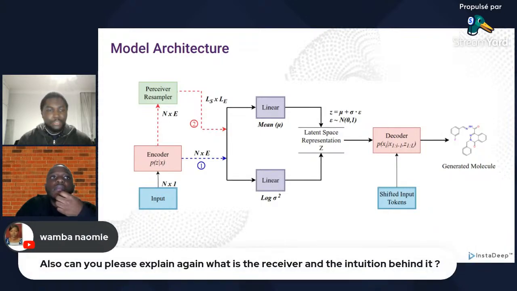So going back to Wamba, she asks about the perceiver, I think she means the sampling perceiver. So the perceiver is generally a network layer that is used a lot in transformer architectures. The goal of the perceiver is that it can map input from one dimension to another. So you can have an input with dimension n by e, and the output has dimension ls by le. These are generally used in multimodal architectures.